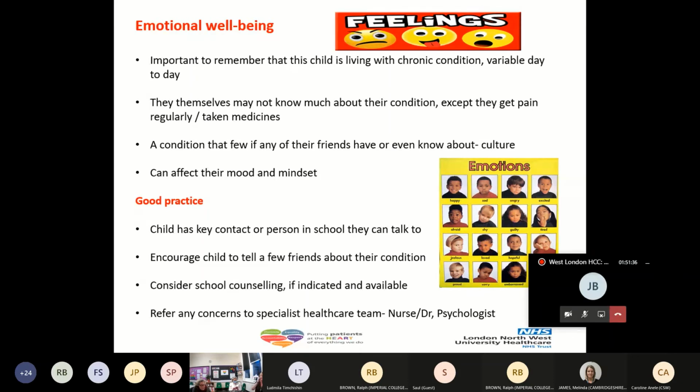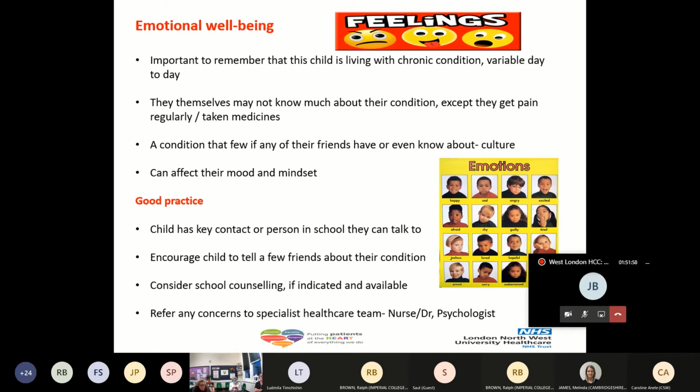All they may know is that they just get some pain, and if they do, they just get given some Calpol or some ibuprofen. And they know that in the morning they have to take some penicillin and they take some folic acid. They may not know the names of them, but they just know that they get taken medicines. But there will become a time when they probably start asking questions and asking their parents why they're taking them.